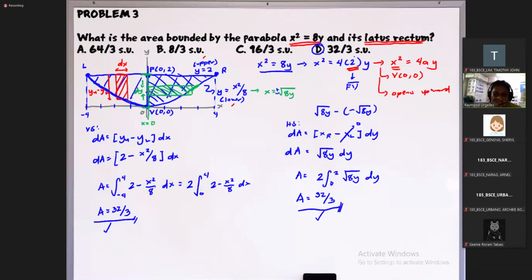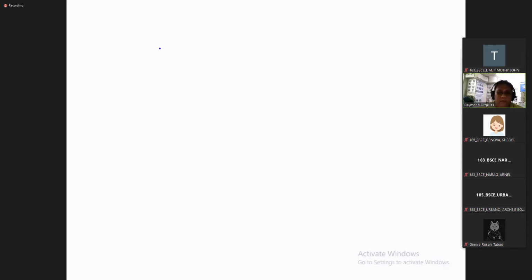Okay? So, paano natin ito i-solve using direct formula? So, if you are familiar with the parabolic segment, diba? Ganito yung parabolic segment natin. By definition, ito yung parabola natin. This is a parabola. Ito yung base ng parabola natin. This is the vertex of the parabola. This is the axis of the parabola.